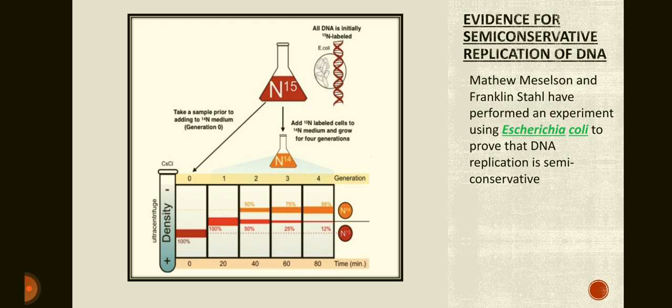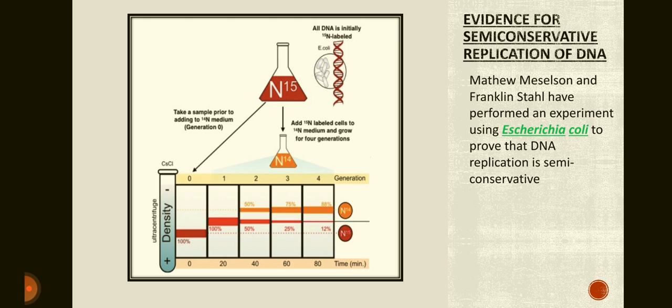Here, the DNA grown in nitrogen 15 is shown in the red band, which is heavier than the DNA grown in nitrogen 14, which is shown with the orange band, as you can see in this figure, and it sediments to lower levels in the cesium chloride density gradient in ultracentrifugation.